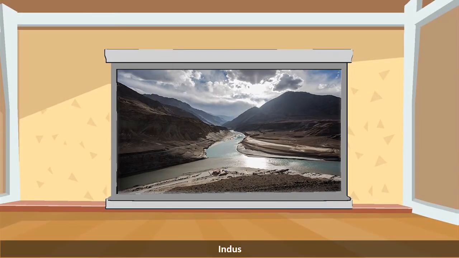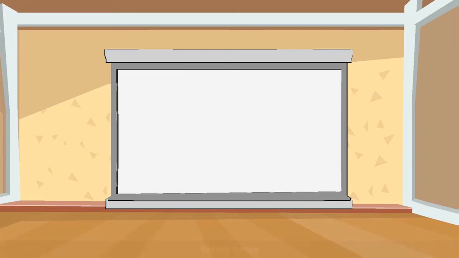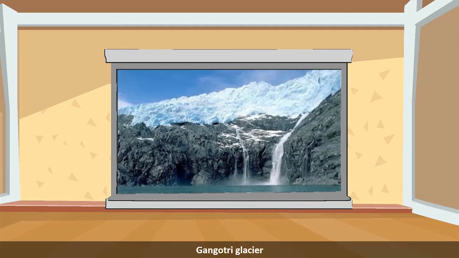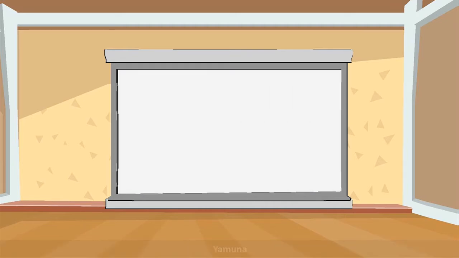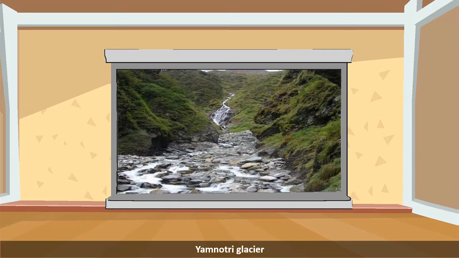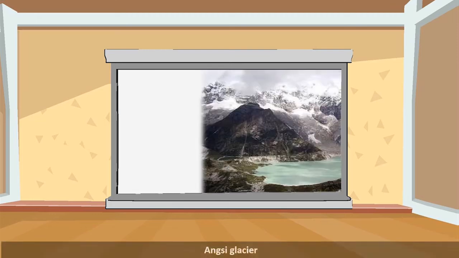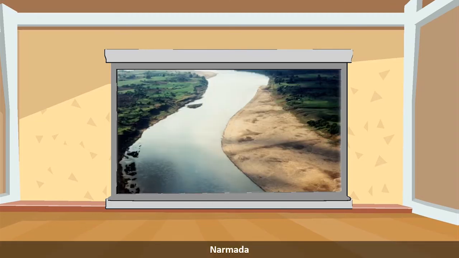The following table shows the names of the major rivers we read about with the names of their sources. River Indus, source Kailash Range. River Ganga, source Gangotri Glacier. River Yamuna, source Yamunotri Glacier. River Brahmaputra, source Yangtze Glacier.